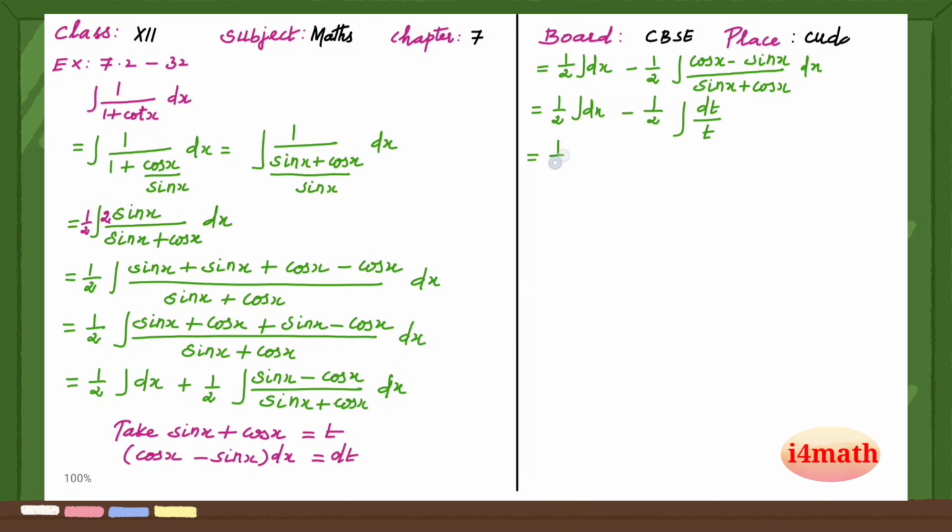Now 1 by 2, what is integral dx? That is x, minus 1 by 2 integral dt by t, that is log modulus of t, and then plus c, constant of integration. Now 1 by 2 into x minus 1 by 2 into log modulus of t. What is t? That is t value is sin x plus cos x. Let us replace t with sin x plus cos x here, and then plus c.